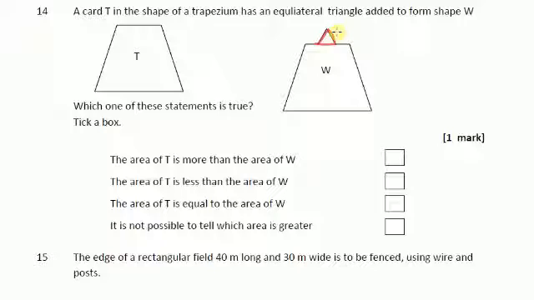It says the area of T is more than the area of W. So if I shaded area of T like this, then that would still appear the same over here. But in addition, we've also got this little triangle here. I'll shade that the other way. So T is definitely not more than the area of W, but the second statement, the area of T is less than the area of W, that is correct. W is bigger, T is less. So T is less, and they are not equal. And it's not true that it's not possible, so the answer is the second statement.